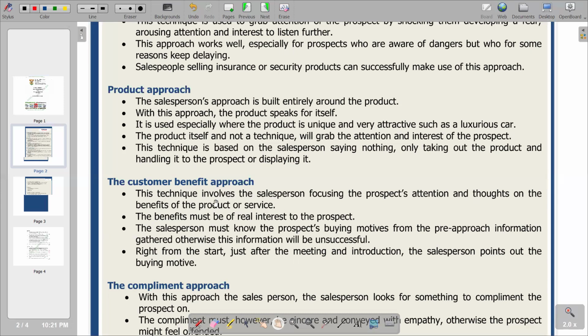From the customer benefit approach, we also have the compliment approach. Under the compliment approach, we are saying the salesperson looks for something to compliment the prospect on. However, the compliment must be sincere and conveyed with empathy. Otherwise, the prospect might feel offended. So it should not be a compliment that is going to offend the prospect at the end of the day. It should show empathy so that we attract the prospect. So basically, that's what we have on the compliment approach.